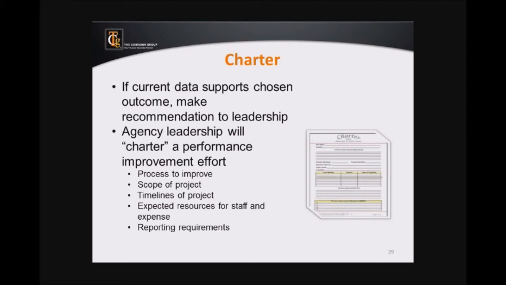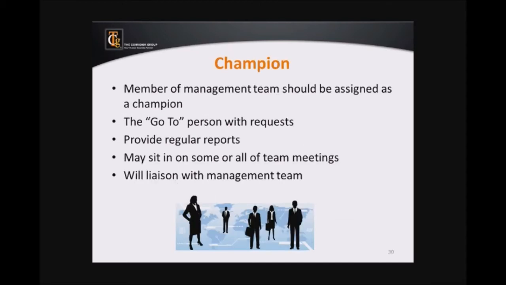It will include approval for the resources you expect to need during the improvement effort and reporting expectations. How often does the management team want to hear how you're doing and what you've accomplished so far? Unless you have a very small management team, you will usually have one person who will become the champion for the project. The champion will serve as a liaison between the process improvement team and the larger management team. The champion may or may not sit in on process improvement team meetings, or may want regular meetings with or reports from the team leader. The champion should be notified whenever you have unexpected issues or problems arise. He or she is the person to go to when you may need additional time or resources.